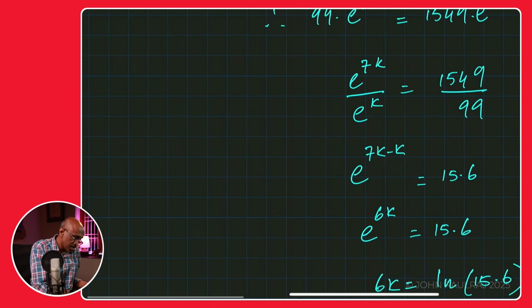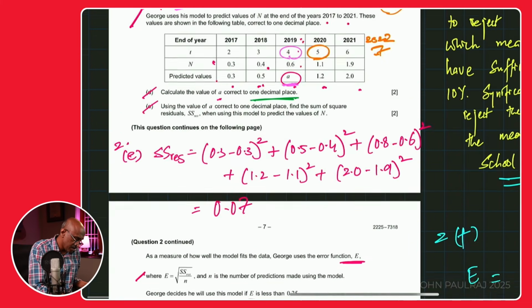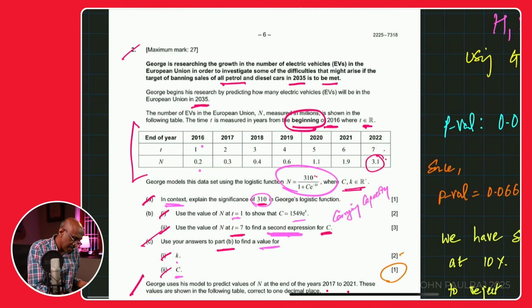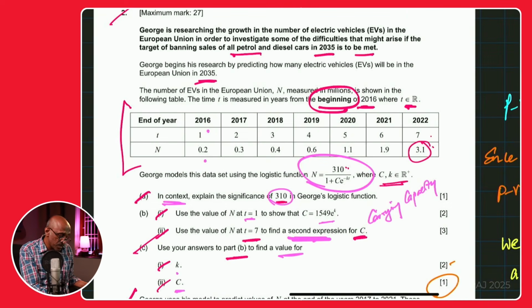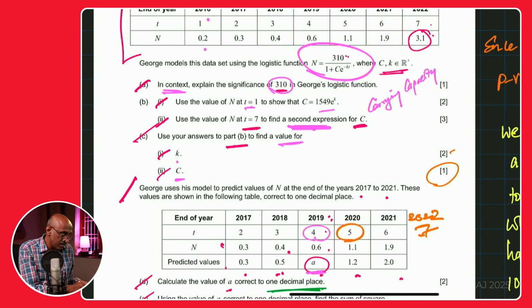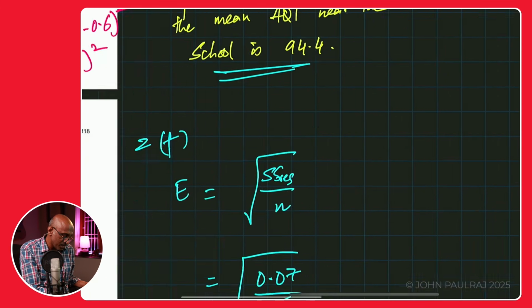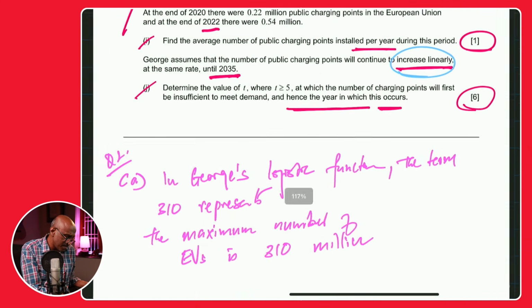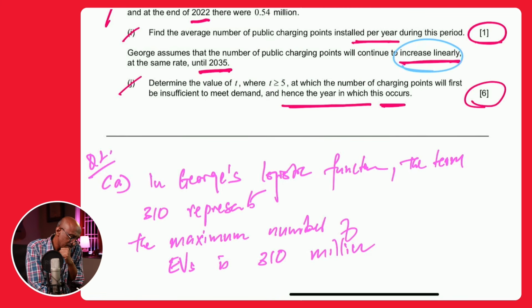Remember, it's being calculated at the end of 2015, which is the beginning of 2016. So 2015, 15 years from there is 2030. So 2031, I think, okay, because what was the question? It says determine the value of t greater than or equal to 5, at which the number of charging points will first be insufficient to meet the demand, hence the year in which this occurs.